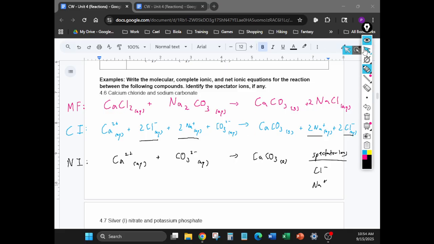Yeah, typically though, just a heads up, you will have two spectators. There are instances where you will have one, but that's if you start with just an ion. So if you had something like Ca2+ and NaCl, then you could have one spectator. But if you have two ionic compounds, you'll have two spectators. Great question. Any other questions? Okay, let us move on.